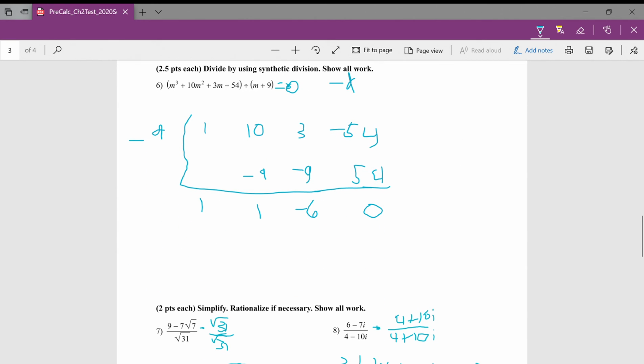So then our answer is m squared plus m minus 6, and there you have it.